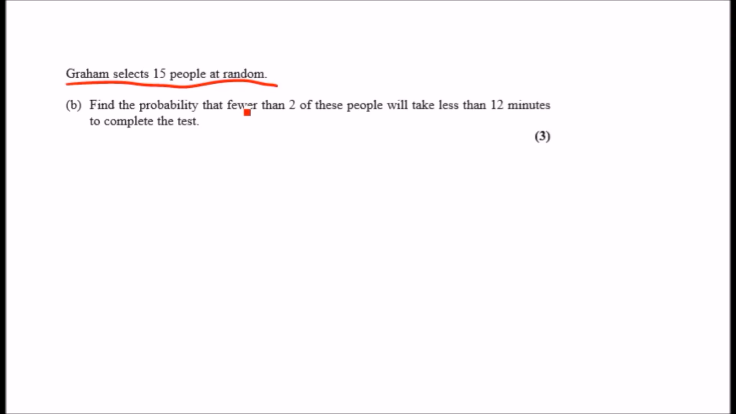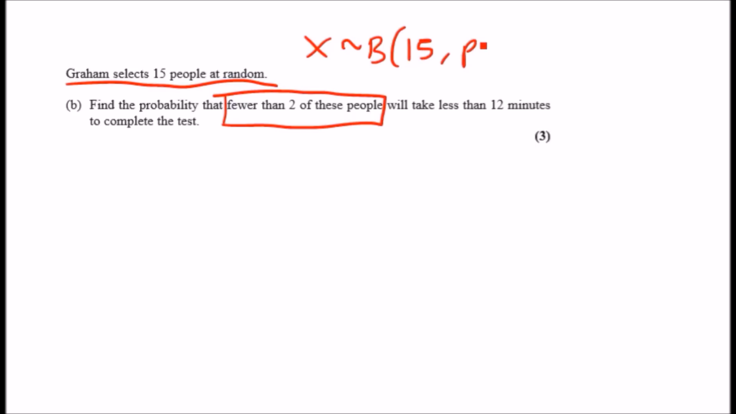However, how do we know that this is binomial? One, it's because we're talking about people. We're talking strictly about integer values, because you can't have 2 point something people. We're having specifically 2 people. So we know straight away that this is going to be a binomial distribution with n equal to 15, but we need to figure out what p is.